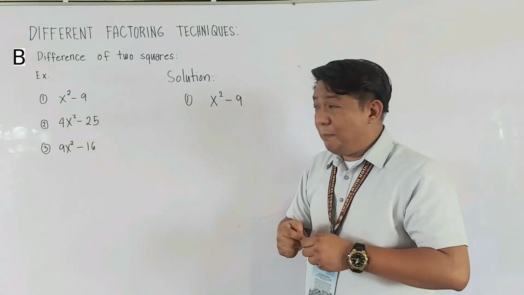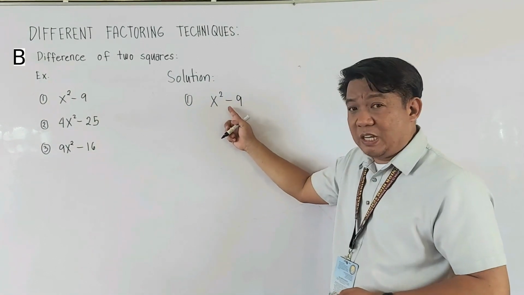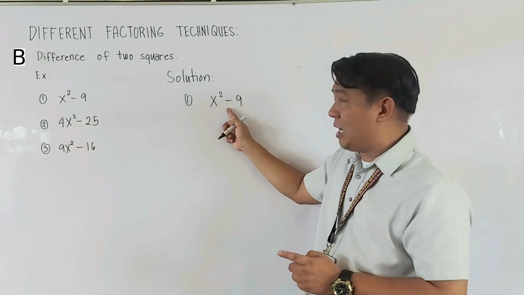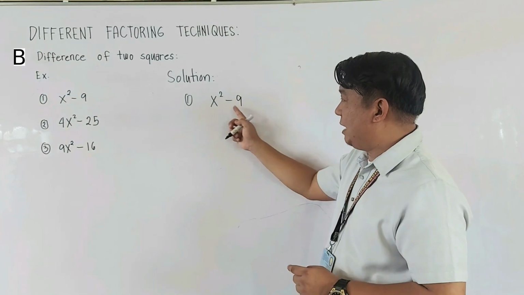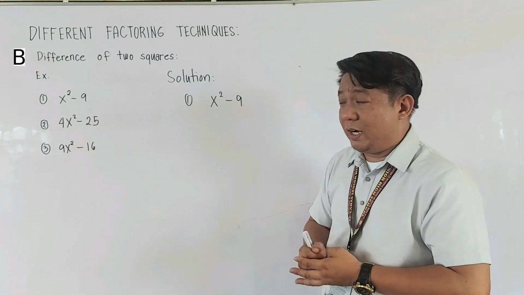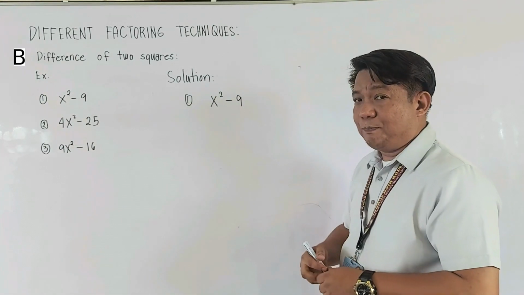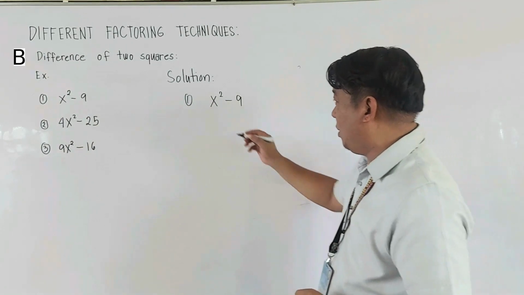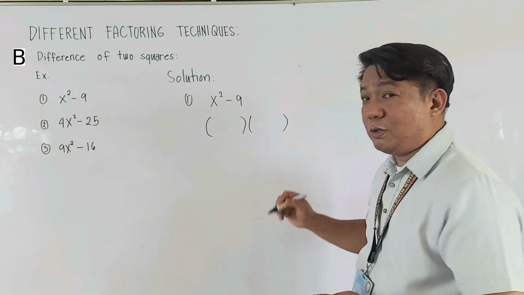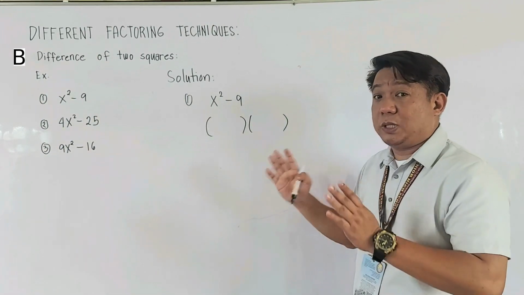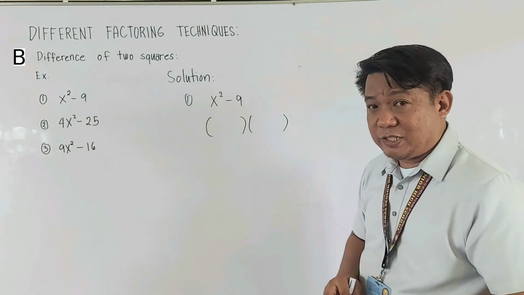Okay, pag sinabing difference of two squares, so, when we say difference, that is minus, subtraction. So, ayan, minus yan. Tapos, ang first and last term ay both perfect square. So, napansin niyo yung x squared ay perfect square, ganun din yung 9. So, ang gagawin natin dito, gagawa lang tayo dito ng dalawang grouping symbol or open and close parenthesis, which indicates multiplication.